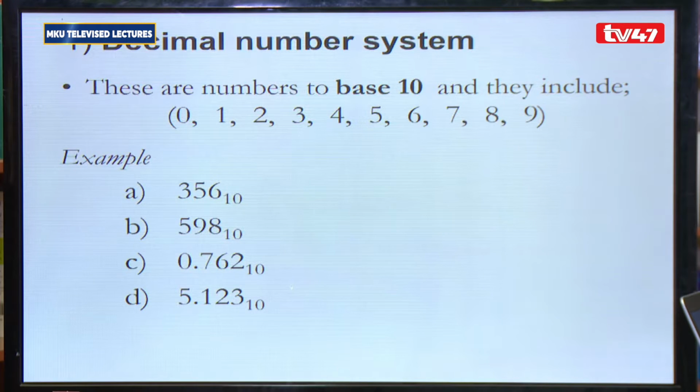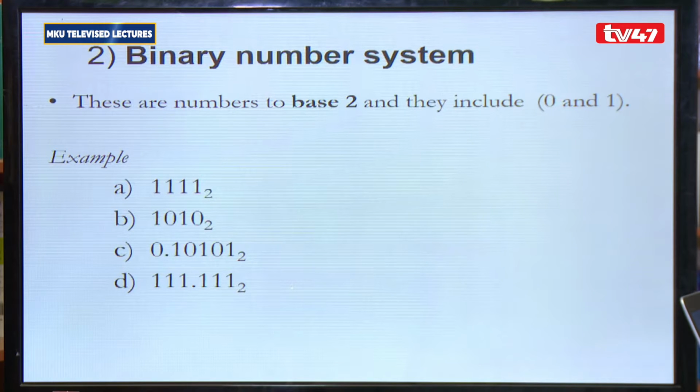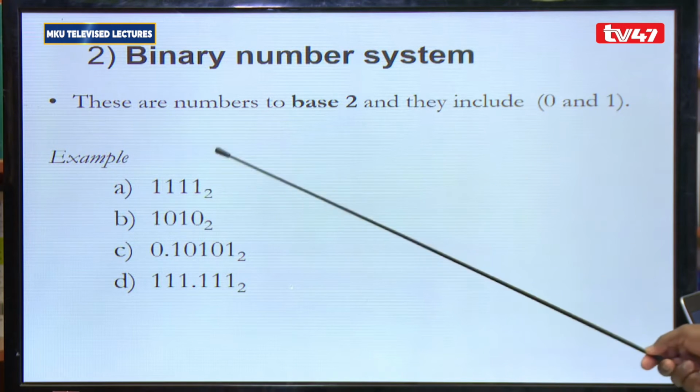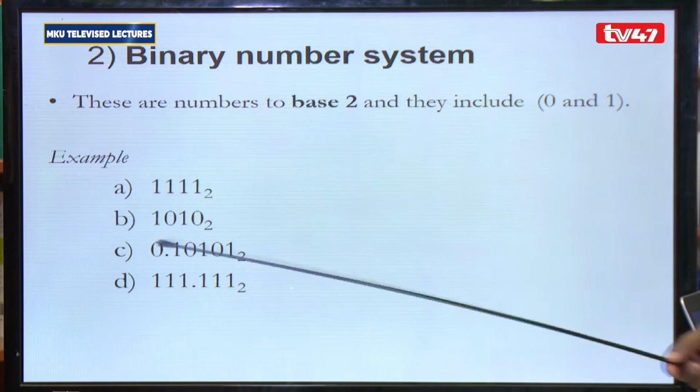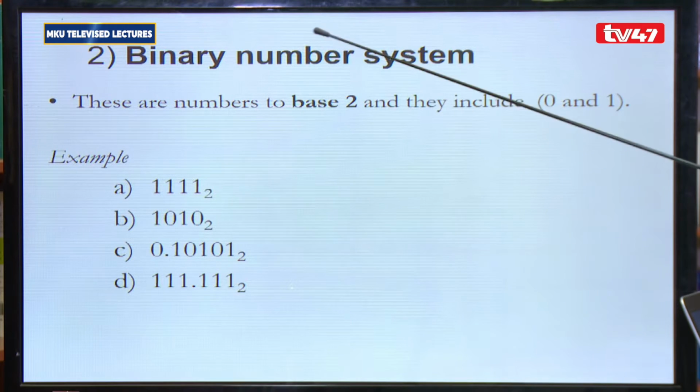The next numbering system is the binary numbering system, or the binary numbers. The binary numbers are numbers to base 2, and there are only 2 binary digits, a 0 and 1. So any combination of numbers formed from these zeros and 1s, so long as it is under base 2, qualifies to be a binary number. And this is the language of computers. Computers are designed to use the binary numbering system due to a number of reasons.